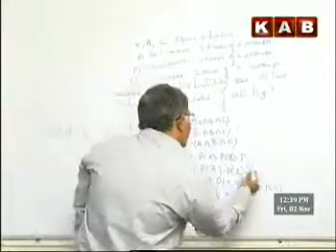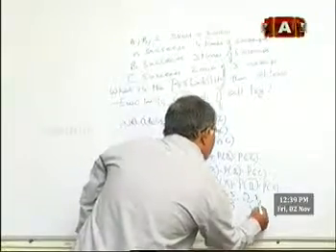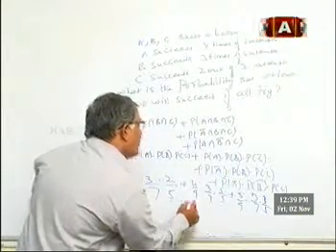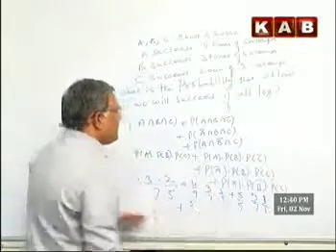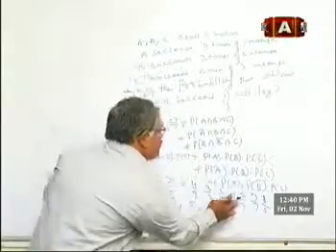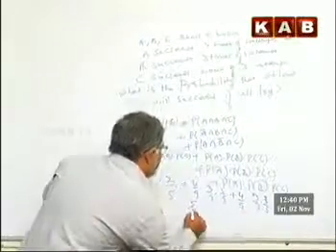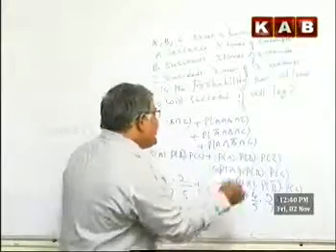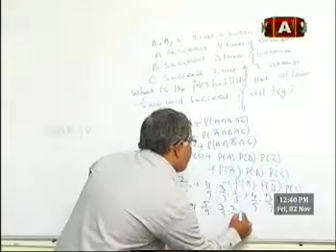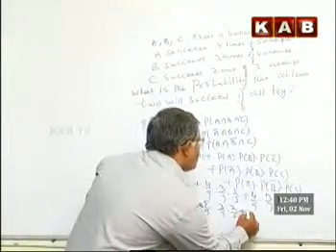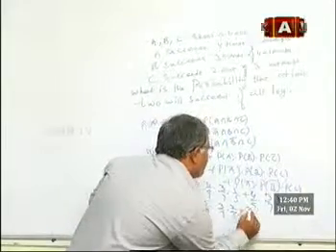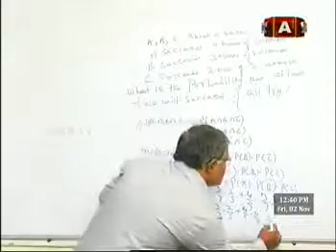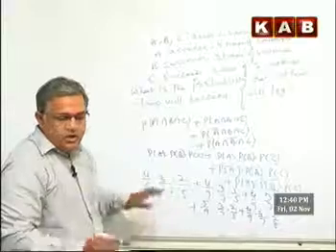Complement of 2 by 5 is how much? 3 by 5. A is success only, so we should write 4 by 9. A failed, 5 by 9. B successful 3 by 7. C successful 2 by 5. Then A successful is 4 by 9, B failure is 4 by 7 and C successful is 2 by 5. If you simplify this expression, you are going to get the answer.